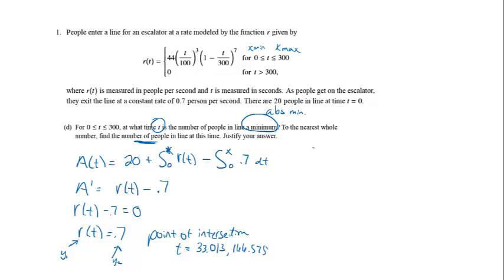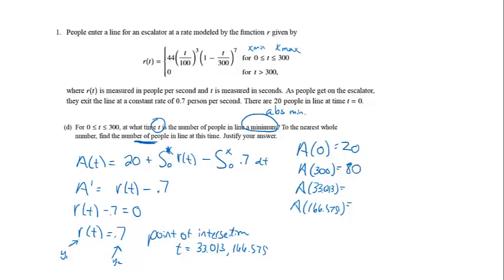Now to find an absolute minimum, I need to find A of 0. I need to find A of 300. I need to find A of 33.013, and I need to find A of 166.575. Okay, and when it says to justify your answer, what I'm doing right now is actually justifying my answer. All right, A of 0 is how many people would be in line at time 0, which they already told me was 20. A of 300, we already found out in part B, which was 80.